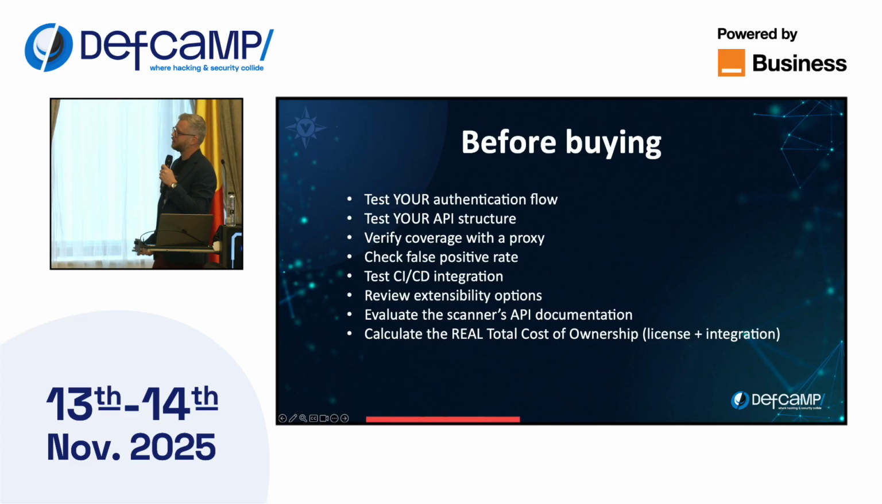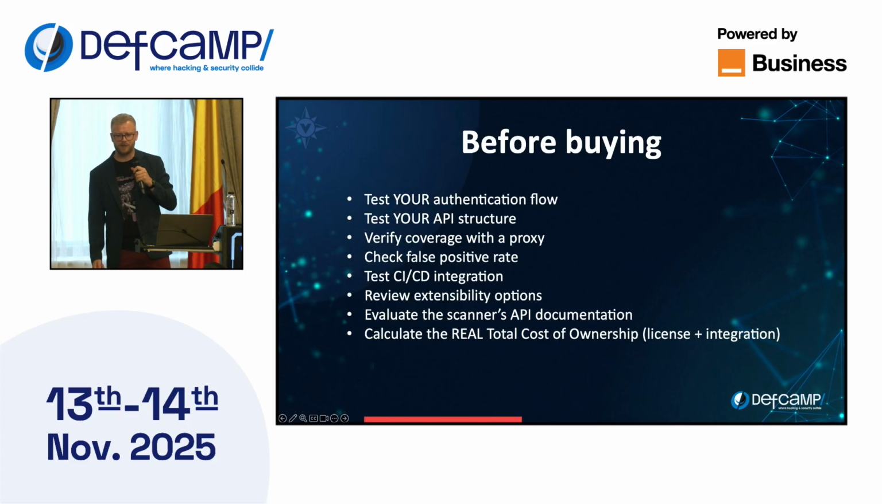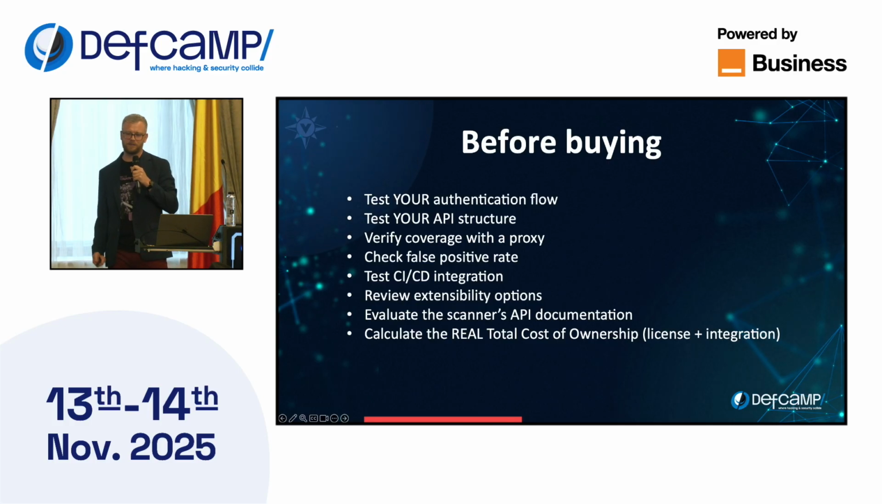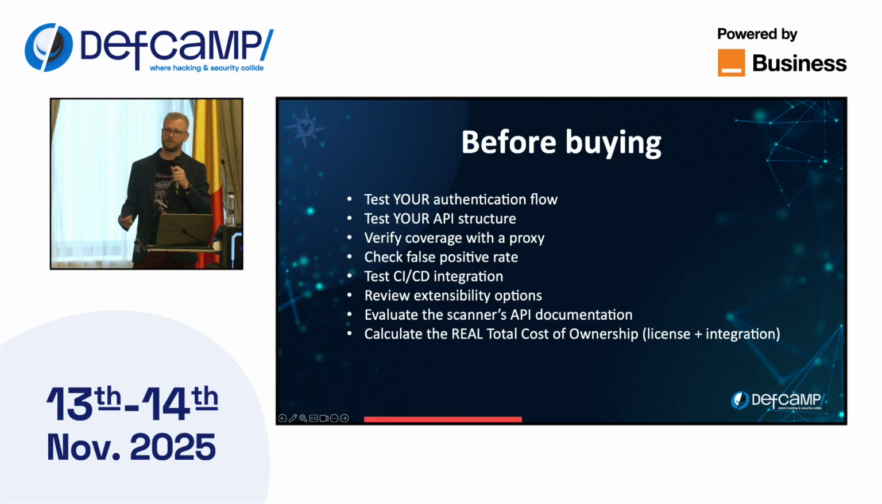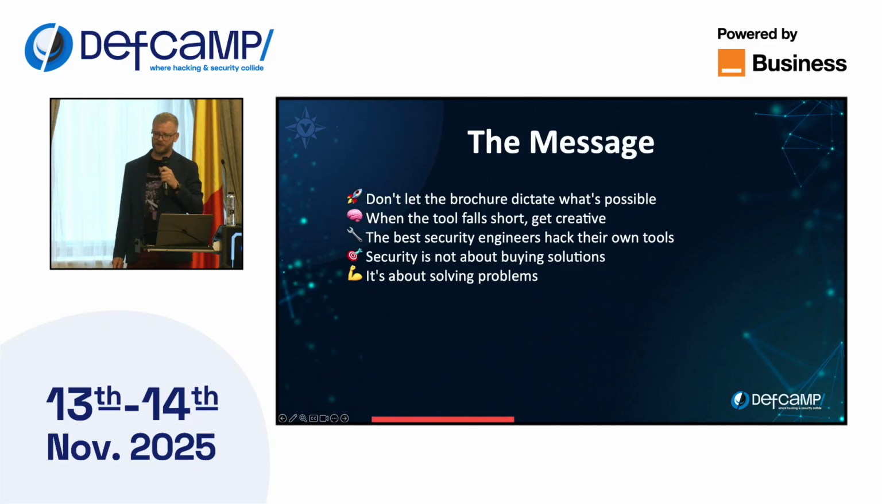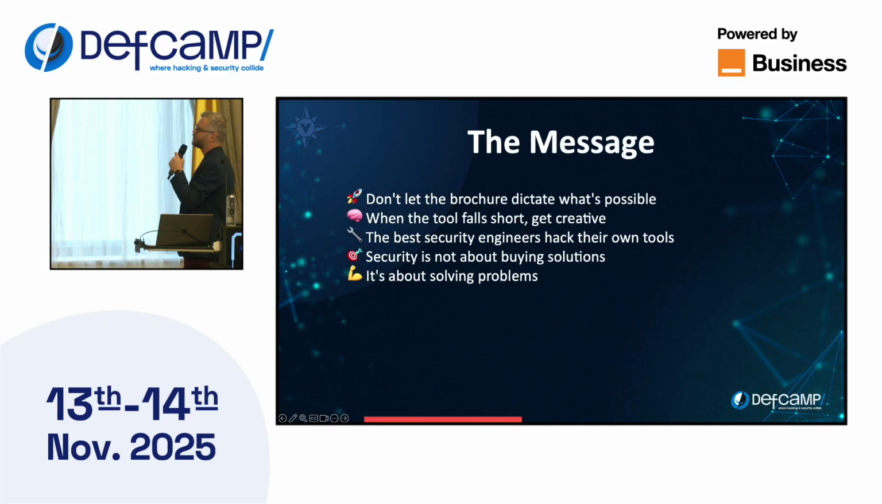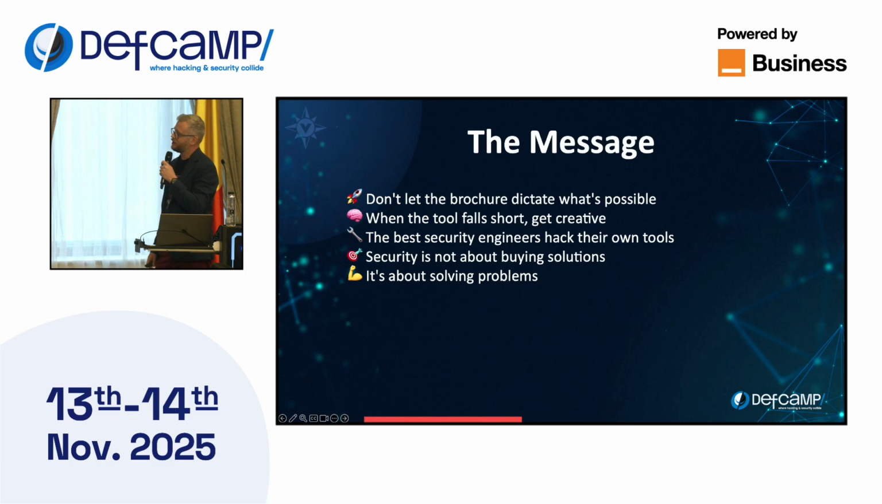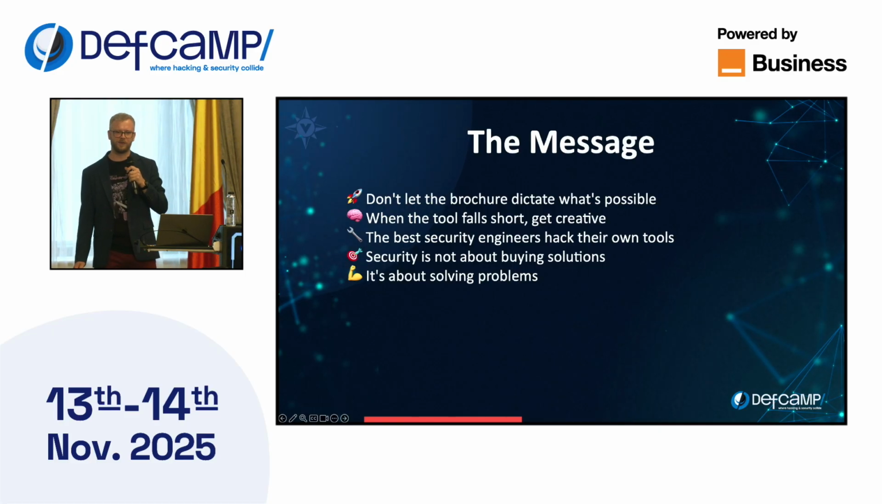So again, before buying, test your authentication flow, your API structure, verify the coverage, check the false positive rates, see if you can include it in CI/CD, extensibility, and, well, most importantly, calculate the real cost of ownership, which is the licensing and the integration. And yeah, the message, don't let the brochure dictate what's possible. When tools fall short, get creative. The best security engineers, in my perspective, hack their own tools. And security is not about buying solutions, it's rather about solving problems.